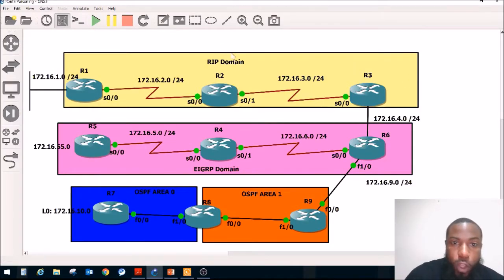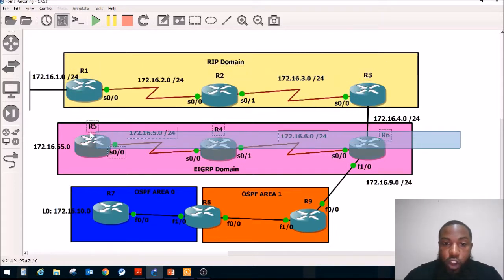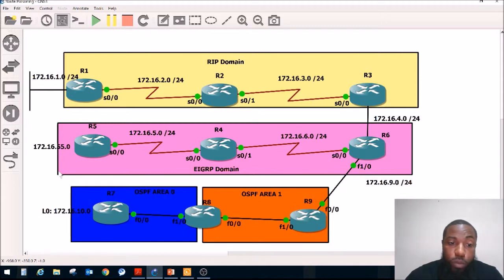EIGRP, and RIP. All right, let's take a look at this topology right here. We have 3 different routing protocols here. We've got a RIP domain right here in the yellow. We have an EIGRP domain in the pink. And then we have OSPF split into 2 areas: area 0 in the blue, and area 1 in the red. We are going to shut down the network in here and see what happens when a network or a route goes down. So let's start off with the RIP domain.